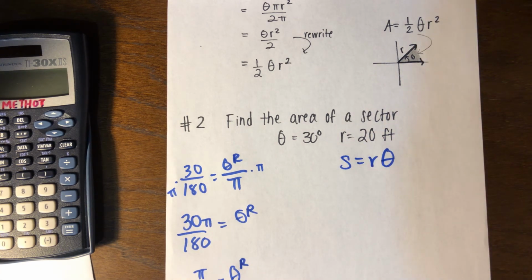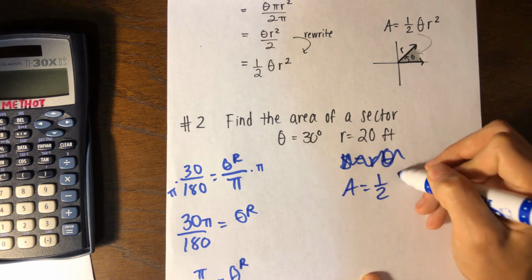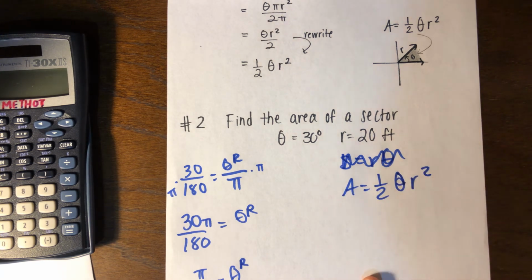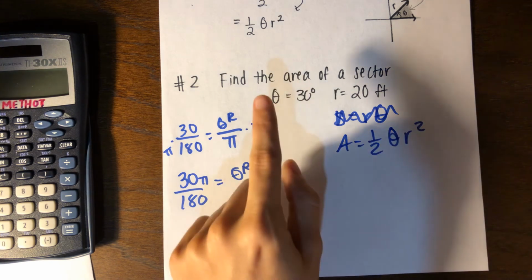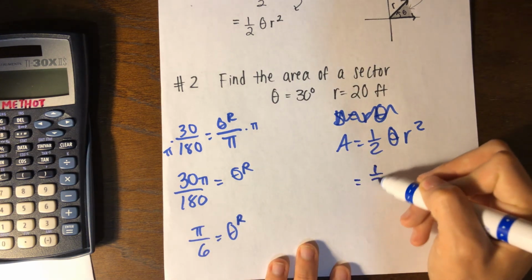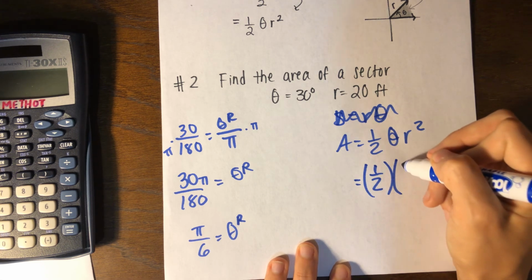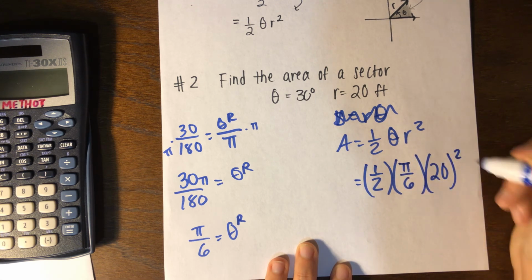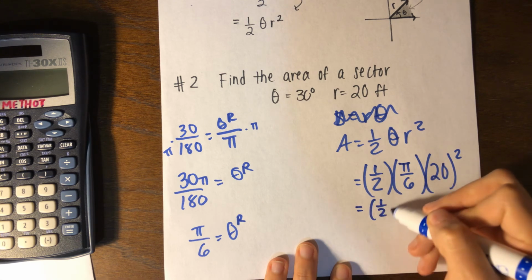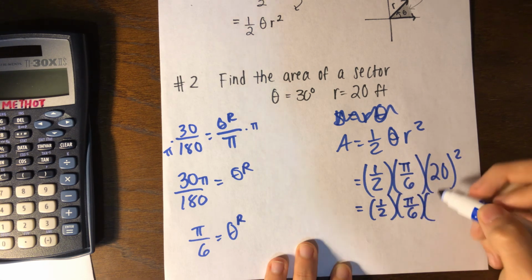So we're going to be using this to put into our formula. Oh, wrong formula for this one. Scratch that. We are doing area is a half theta r squared. My bad. So we have our theta in radians, so I can plug that in, and we have our radius, which is 20, so I plug it in. I have a half. If I put everything in parentheses, it'll make my life a lot easier. So I have a half, and then this is pi over 6. My radius is 20 squared. So I have a half times pi over 6. 20 squared is 400.